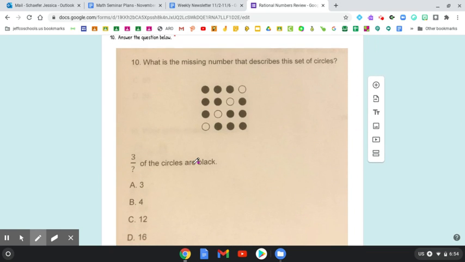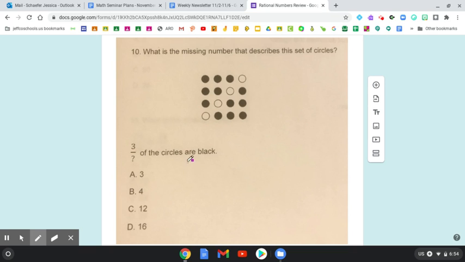Number 10. What's the missing number that describes this set of circles? I have a 3 up here on the top. I'm going to figure out what the original fraction was and then see if I had to simplify because I have more than 3 circles. So my guess is that I had to simplify something. So I'm going to count all of my circles that are shaded in. I have 1, 2, 3, 4, 5, 6, 7, 8, 9, 10, 11, 12. I had 12 shaded in out of, it looks like 16 because I have a 4 by 4. So 12 out of 16.